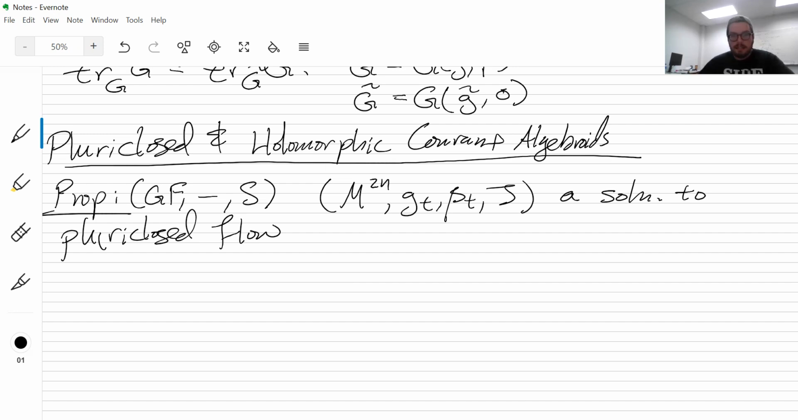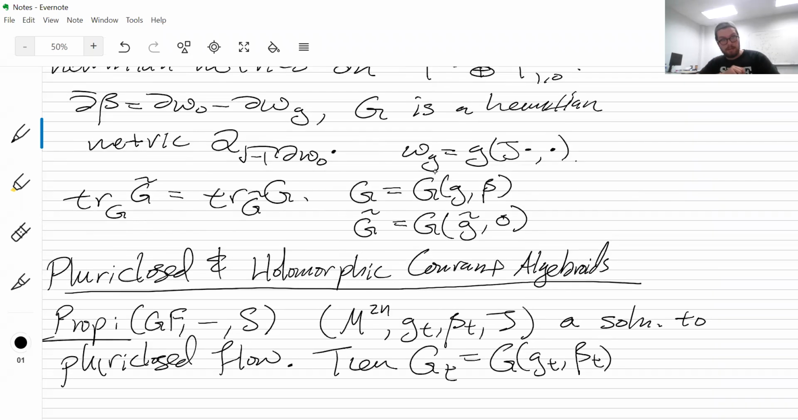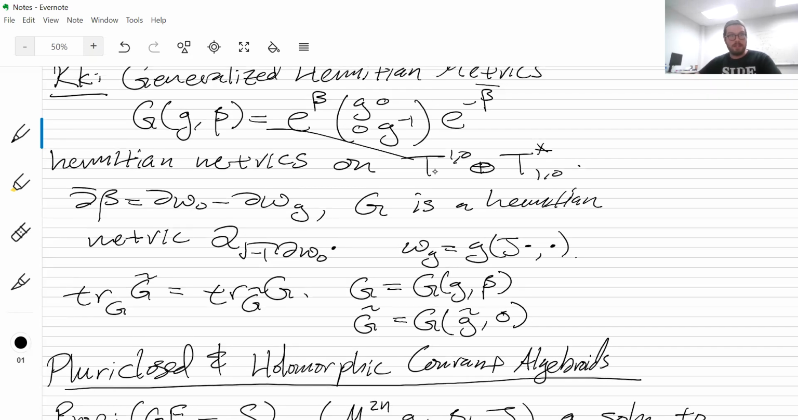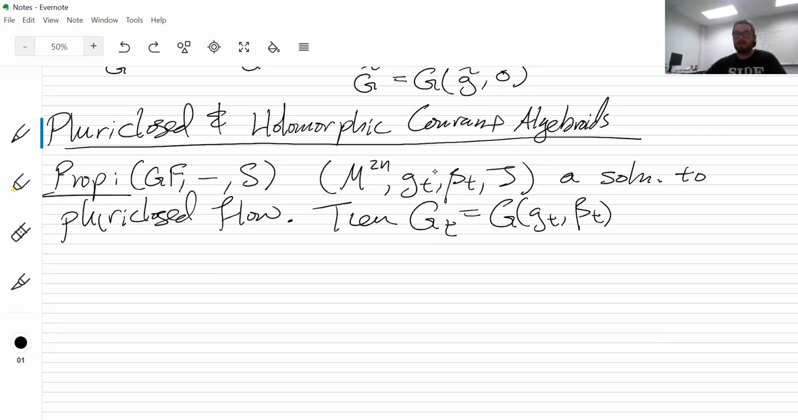And then we can define GT using this formula I mentioned before. So G, GT, beta T. Right, so just using this formula here. Okay, we can cobble together some associated generalized Hermitian metrics. GT are generalized Hermitian metrics which satisfy a certain PDE.